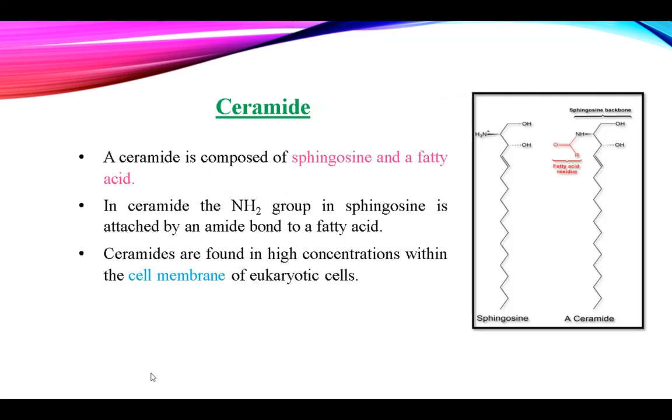Now we will discuss the derivatives of sphingolipids, that is ceramides. These are a family of lipid molecules, which are found in high concentrations within the cell membrane of eukaryotic cells. If you see the structure of ceramide in the diagram, the amino group of sphingosine can form an amide bond with the fatty acid carboxyl, to give a ceramide.